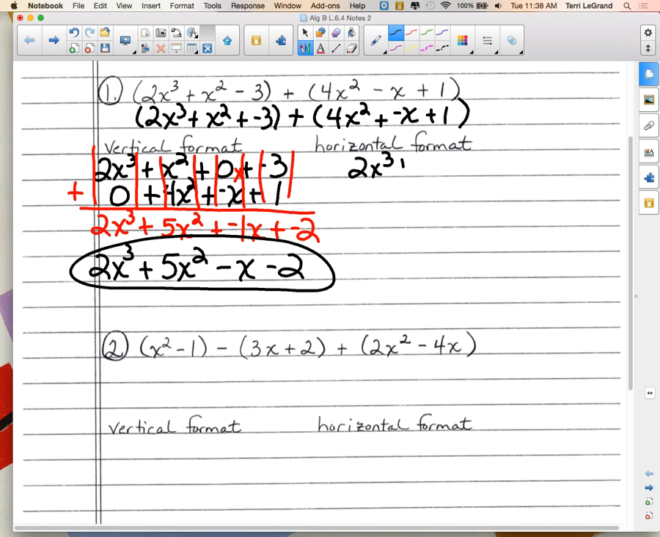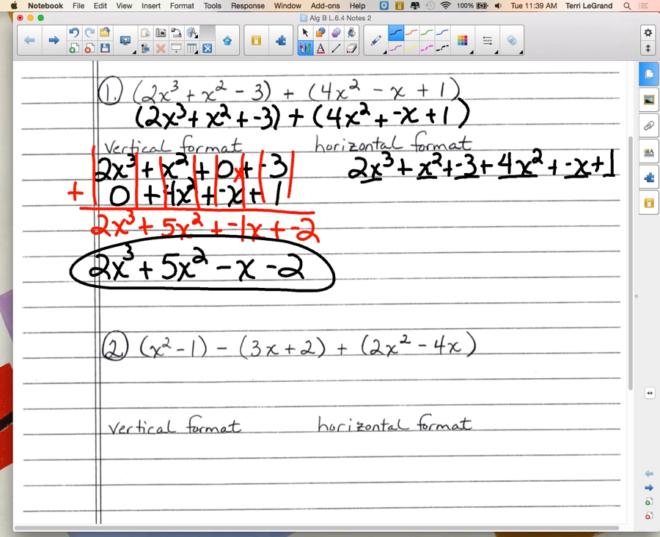2x cubed plus x squared plus negative 3 plus 4x squared plus negative x plus 1. They were both trinomials, so 3 terms each. 3 plus 3 is 6. We better have 6 terms in our addition problem here. 1, 2, 3, 4, 5, 6. Okay.